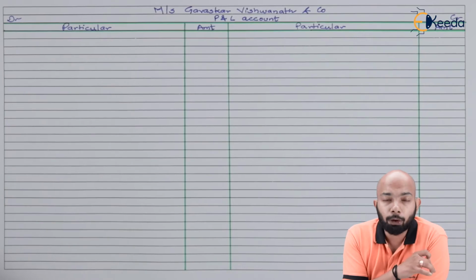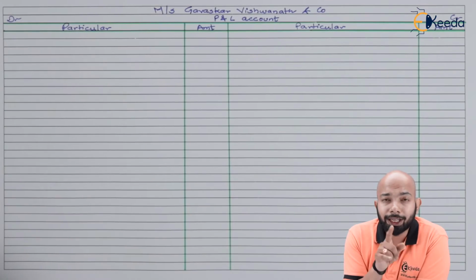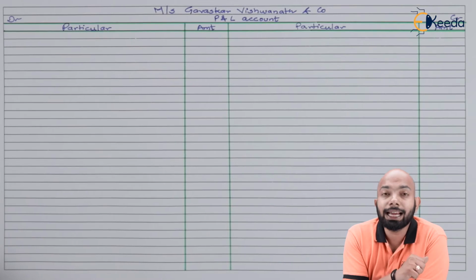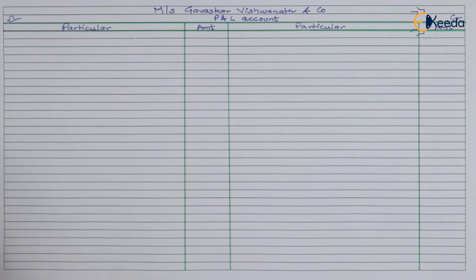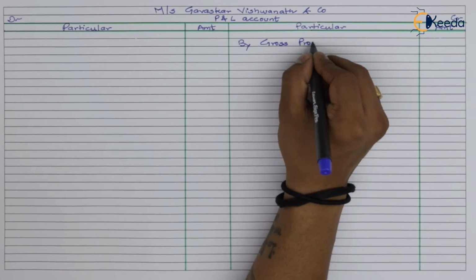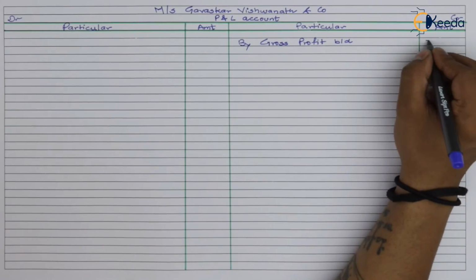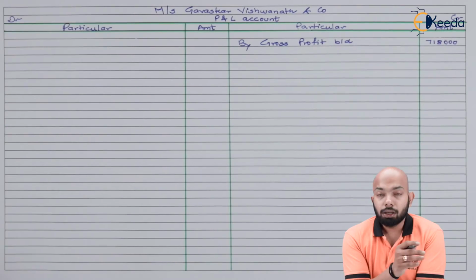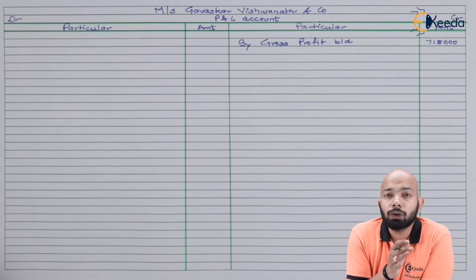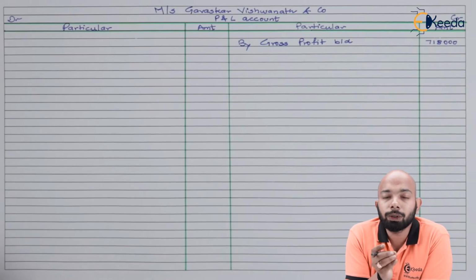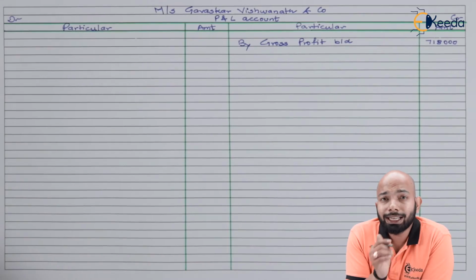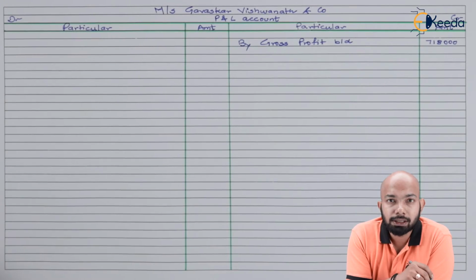While we are preparing the profit and loss account for this firm, let us mention the gross profit on the credit side first of all, which will be 7,18,000. Again, while preparing the profit and loss account, we'll take all the items that are a part of it along with all the necessary adjustments, and then we'll go ahead with the explanation. So let's complete the whole profit and loss account first.